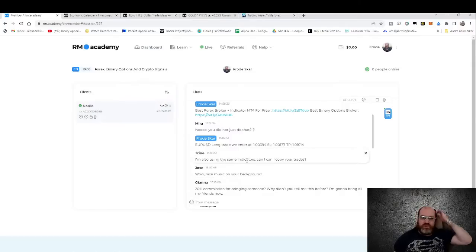Oh really? Oh, that's cool, that you're using the same indicators. Yes, this indicator is amazing, and yes, of course you can copy my trades. If you hear some music in the background, that's not from my computer. I don't have any music here, so I guess you need to check your own system then.